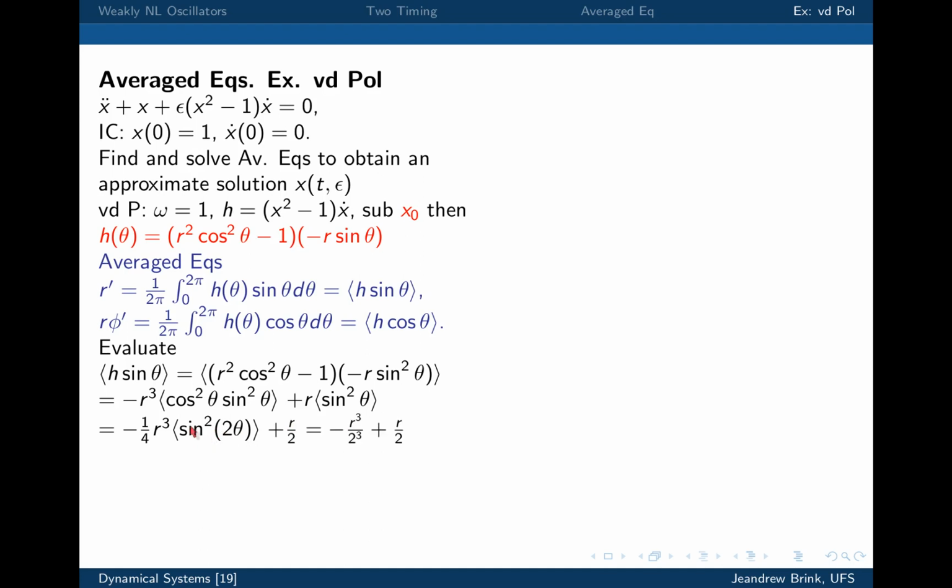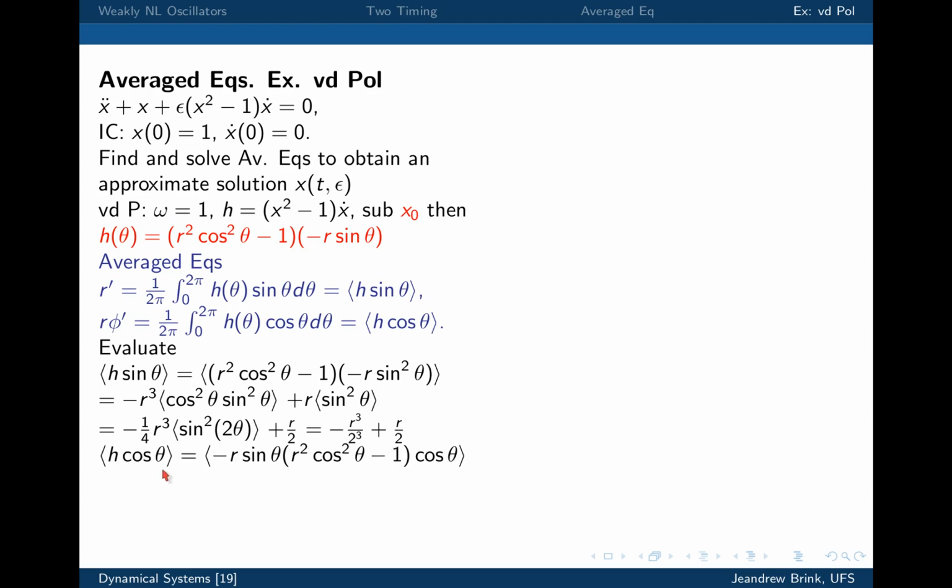To evaluate this right-hand side, you have r cubed over 2 cubed plus r over 2. And so you now have that r prime obeys this equation. It's a one-dimensional differential equation, which you can then solve. That will give you the averaged radius evolution, and if it has a fixed point, that's the size of your limit cycle.